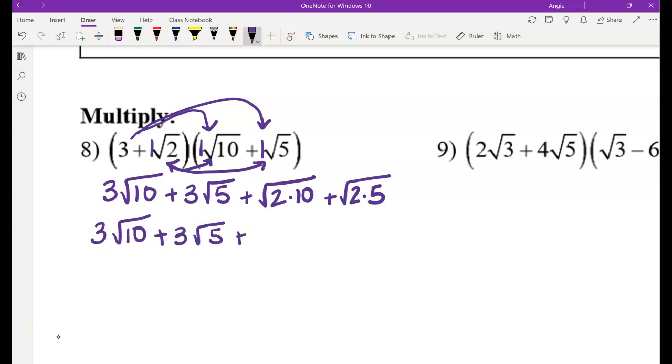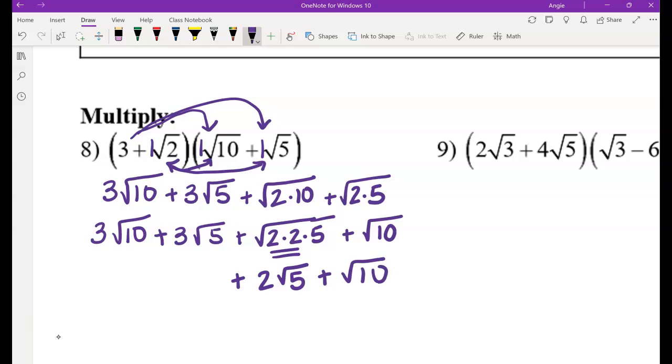Now, rad 2 times rad 10, that's going to be 2 times 2. Rad 10 is going to be 2 times 5. Then 2 times 5 on the inside, that is going to get multiplied back out because you can't really simplify anything. This could be simplified out to 2 rad 5, okay? Then drop everything else down, and then we're going to see if we can combine like terms.